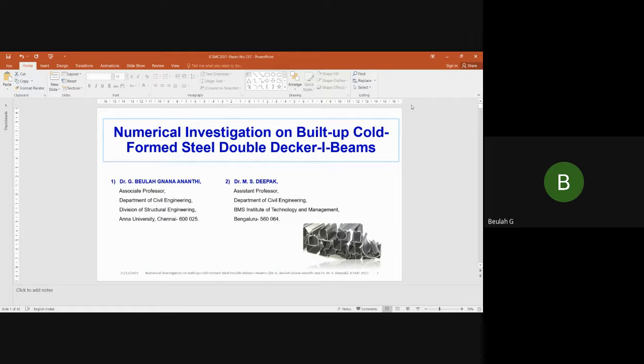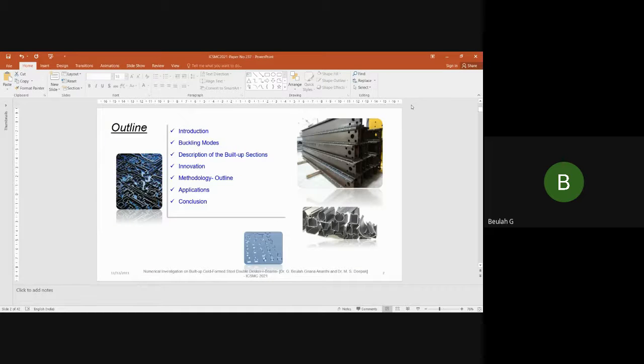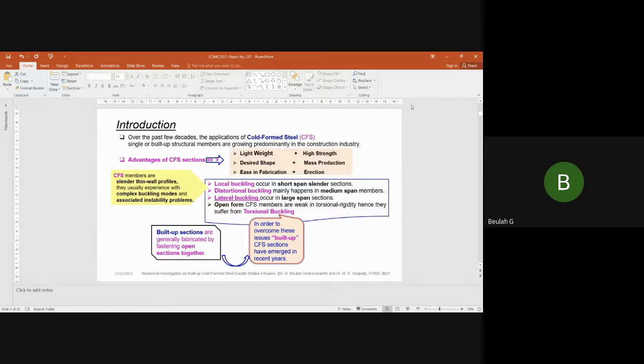So the title of my presentation is Numerical Investigation on Built-up Cold Formed Steel Double-Decker I-Beams. And this is the outline of my presentation. So the introduction of cold formed steel I've already highlighted here. The basic advantage is it's lightweight and easy in fabrication.